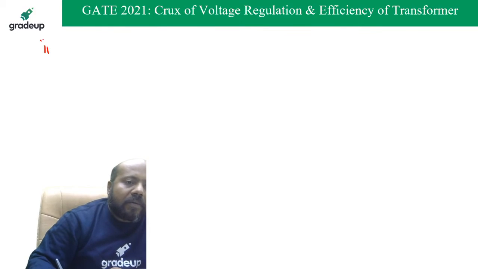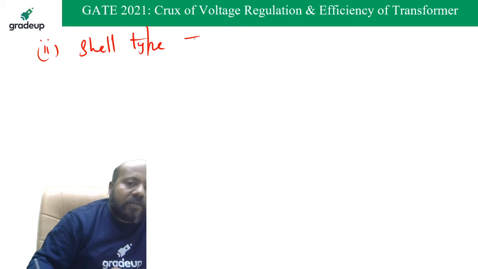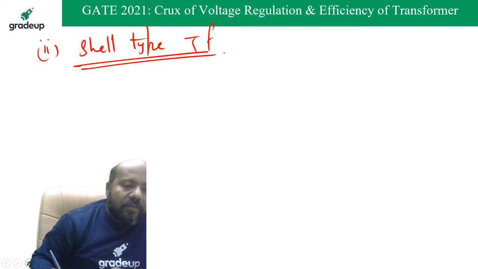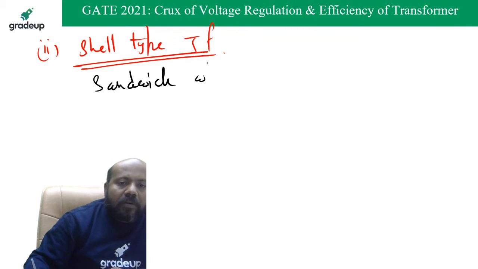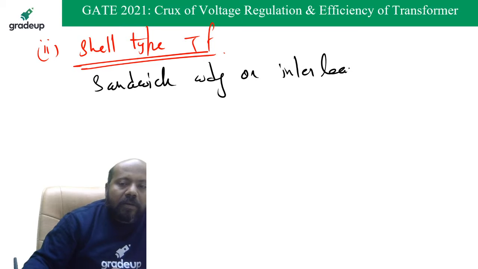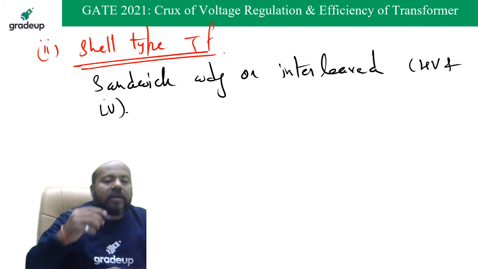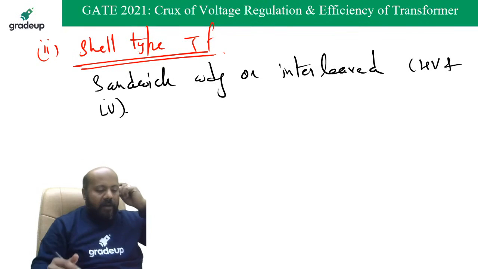Similarly, if you see the shell type transformer, we are using the sandwich windings or interleaved windings. Interleaved winding means high voltage and low voltage windings, they are placed alternately.